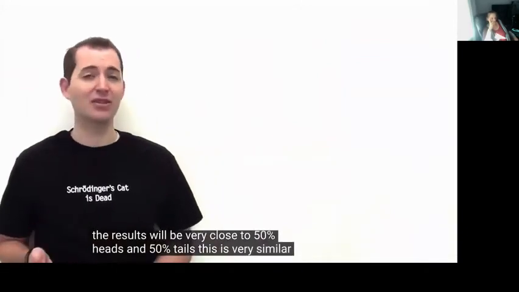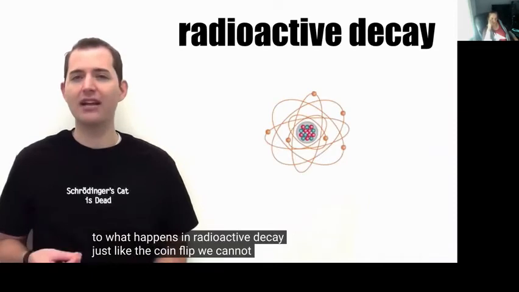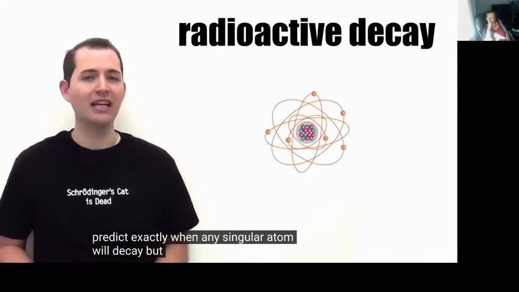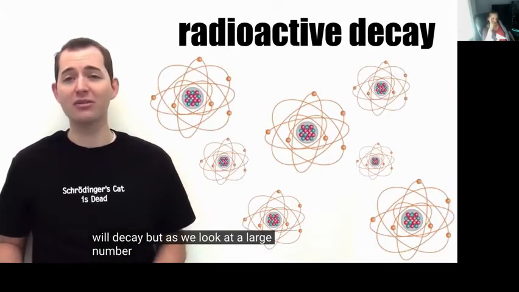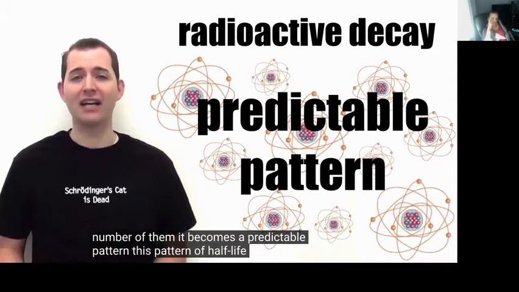This is very similar to what happens in radioactive decay. Just like the coin flip, we cannot predict exactly when any singular atom will decay, but as we look at a large number of them, it becomes a predictable pattern, this pattern of half-lives.